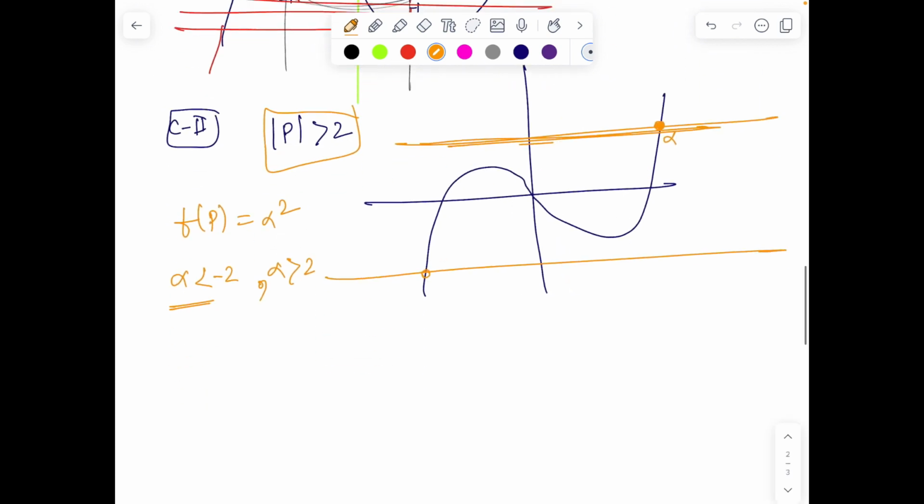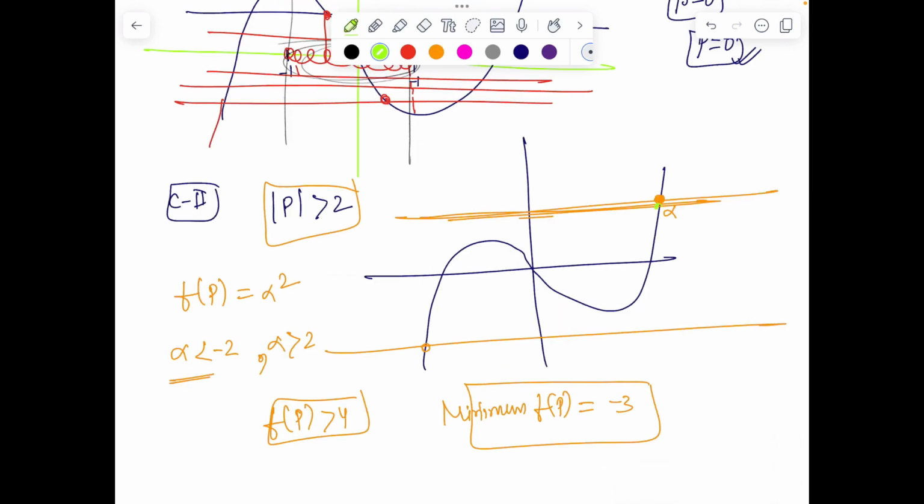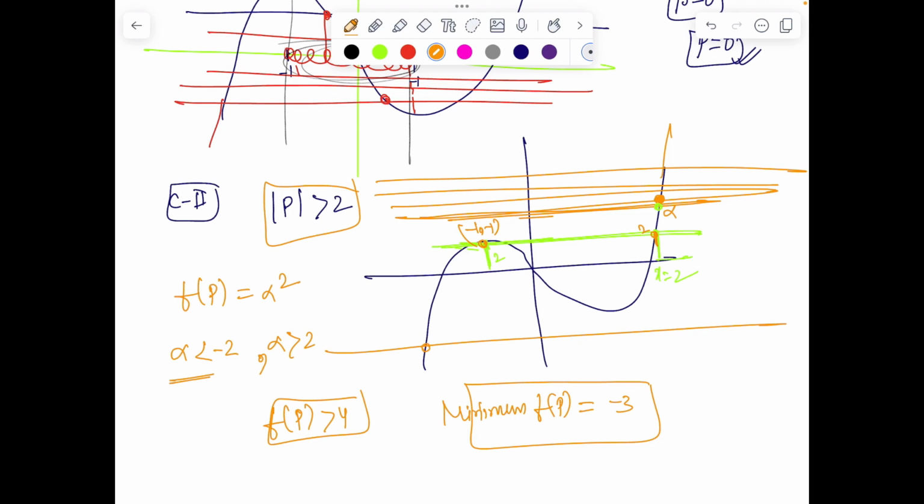Hence we can tell still Fp is going to be more than 4. So therefore the minimum value of Fp, minimum overall, is nothing but minus 3. Okay, so the region where alpha is greater than 2, because we know this height will be attained at x equals 2. Okay, so the height of 2 is also attained at minus 1 and 2. So any value of y equals p is going to intersect the graph at exactly one root after x equals 2. Hence alpha will be more than 2 or alpha is less than minus 2. So that justifies that thought.